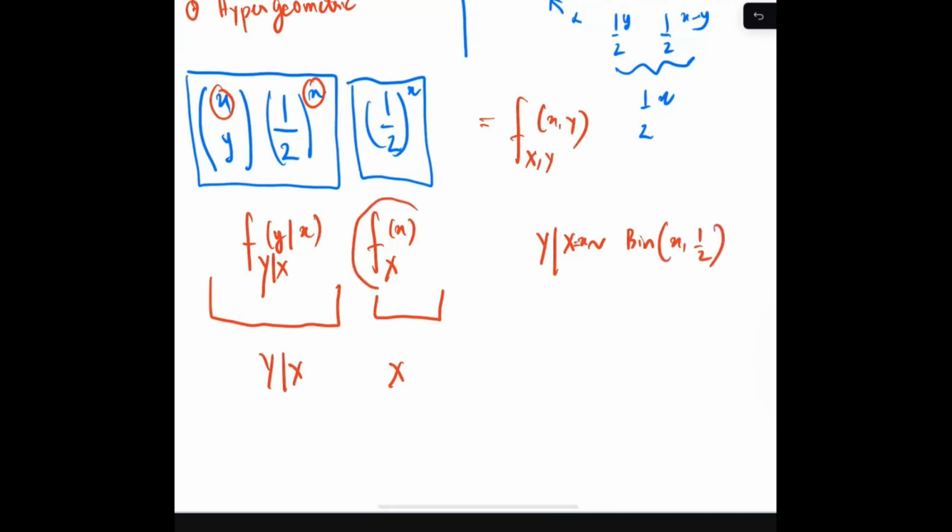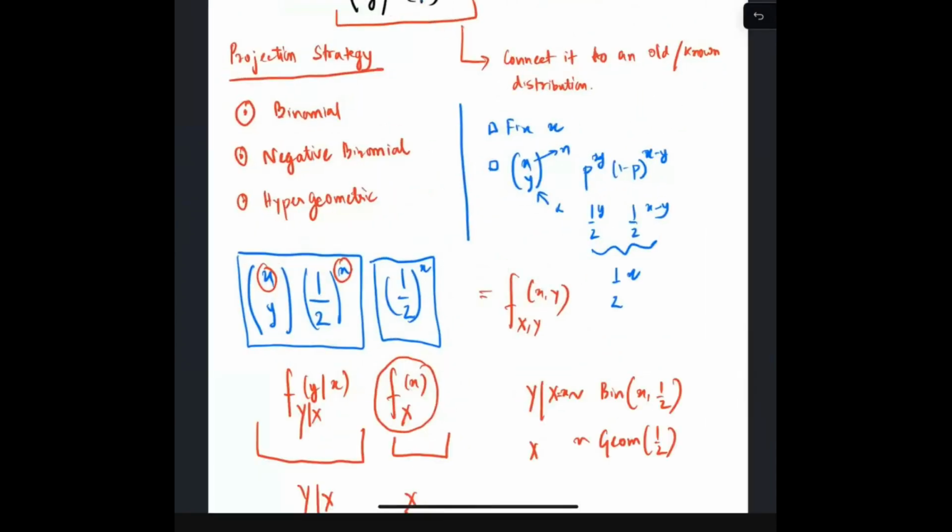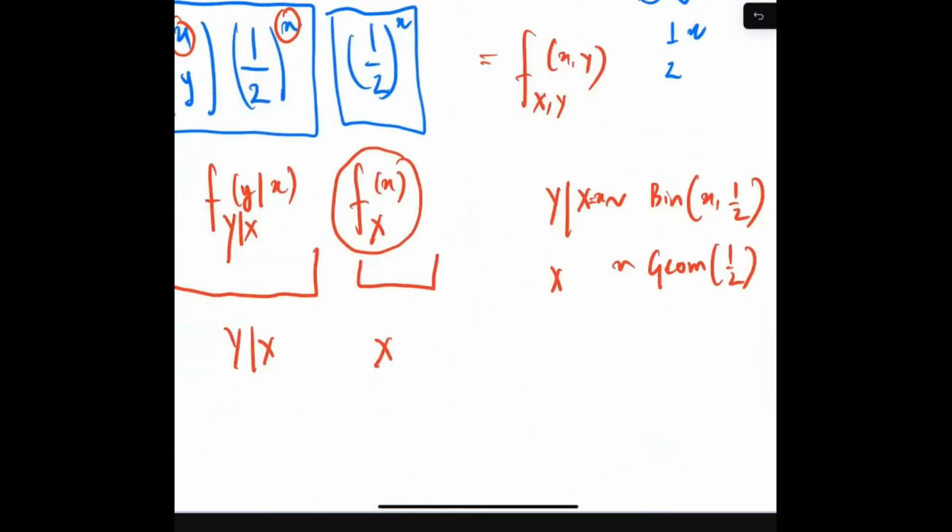So this must also be a distribution. And you can see that half to the power x is a geometric distribution with probability half. Remember, x is greater than or equal to 1. So it is not counting the number of failures, it's counting the number of trials to success. Because counting the number of failures to success will be greater than or equal to 0. Counting the number of trials to success will be greater than or equal to 1. And x is greater than or equal to 1.